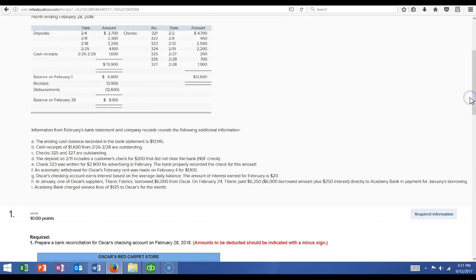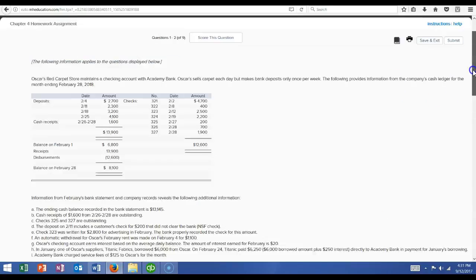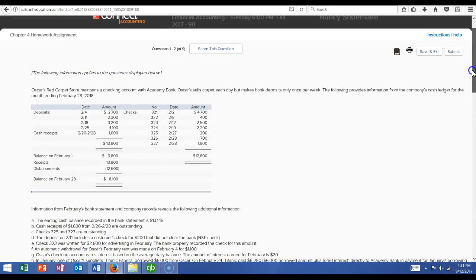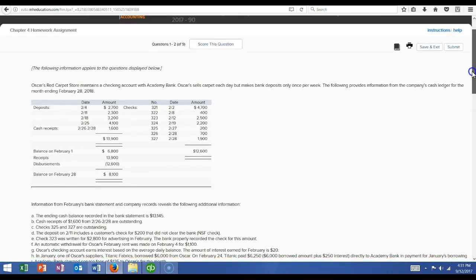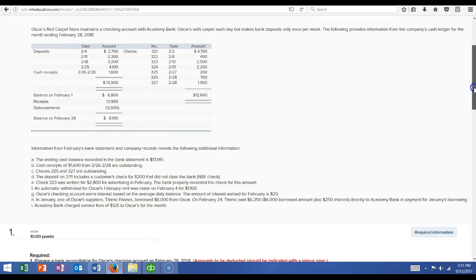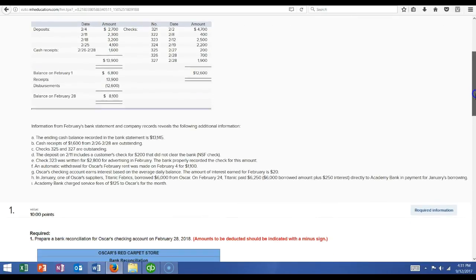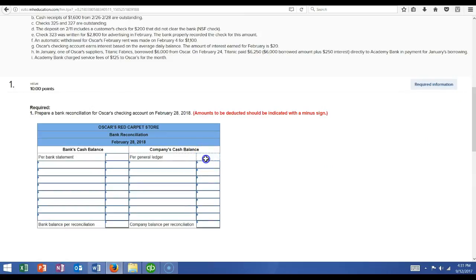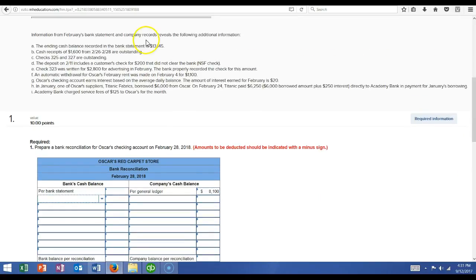So one thing we do know is that the following is information from the company's cash ledger. It shows us the balance on February 28th is $8,100. So per the general ledger, we're going to place the balance of $8,100 in here. It tells us in A, the ending cash balance recorded in the bank statement is $13,145. So we're going to put that in the bank statement balance.